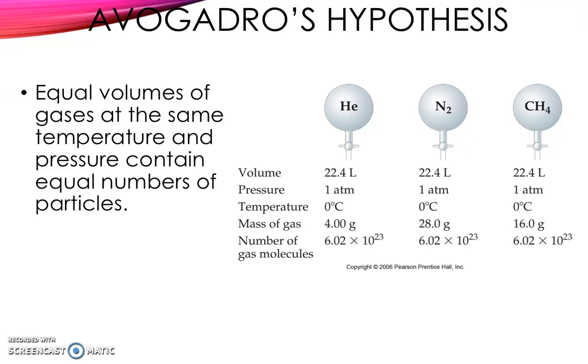Avogadro stated that equal volumes of gases at the same temperature and pressure contain equal numbers of particles. That's what we're showing in the picture here. I've got 22.4 liters of helium and nitrogen and methane in my vessels here. And they're all at the same pressure, 1 atmosphere, and they're all at 0 degrees Celsius. Their masses are different, but they all contain 1 mole of particles under these conditions.